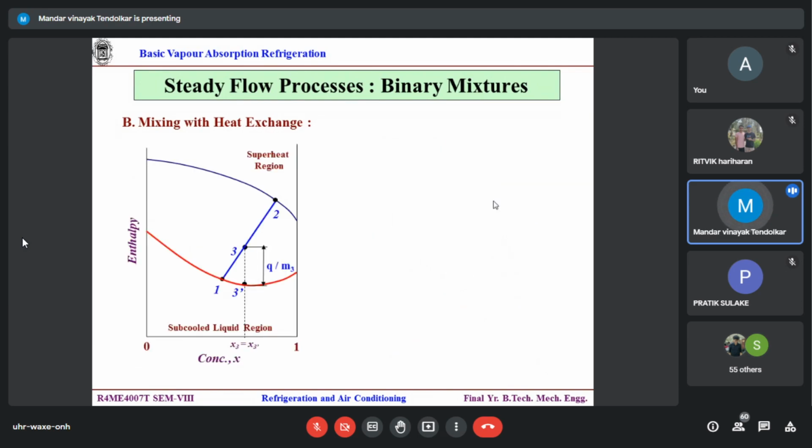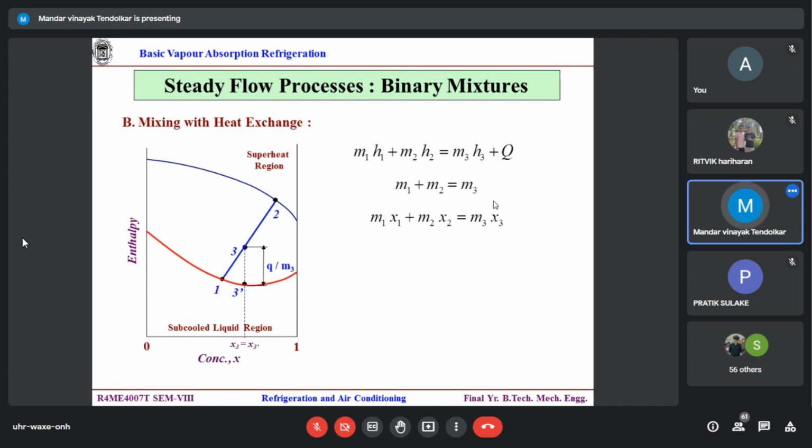So if we apply the same logic, M1H1 plus M2H2 is equal to M3H3 plus or minus Q. For the sake of writing, I have written plus Q. That's not compulsory. Plus or minus Q. Mass balance, no problem. M1 plus M2 equals M3. And why would concentration change?